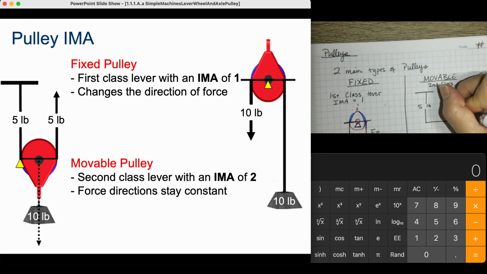And then I'm going to put that the effort force is equal to 5 pounds. So you're actually just going to apply 5 pounds, because basically the ceiling is supporting the other 5 pounds, here and here. And then I'll go ahead and draw in my pulley.